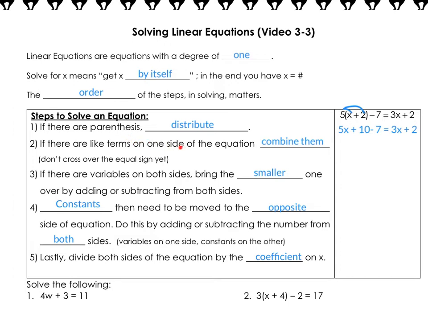Next, if there are like terms on one side of the equation, combine them. So over on this left side, I can see that I have 10 minus 7. I can combine those so that I then have 5x plus 3 equals 3x plus 2.